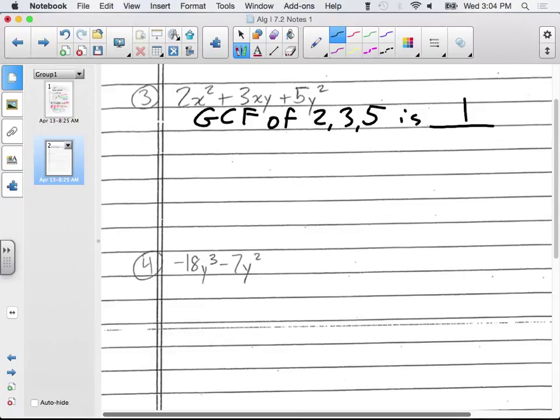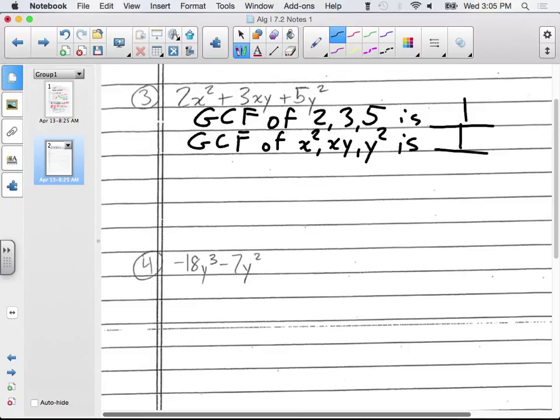And then the GCF of x squared, xy, and y squared is? XY? No. Wouldn't it be like you split it, so it'd be the greatest common factor of the x's and then the greatest common factor of the y's? Nope. Because we have to be able to take something out of every one at the same time.